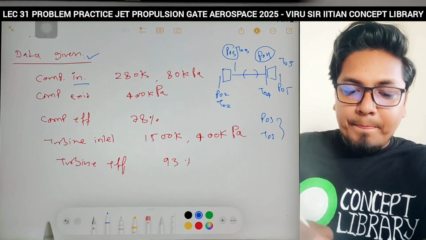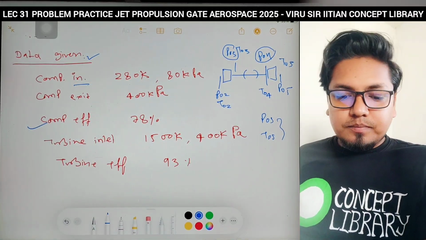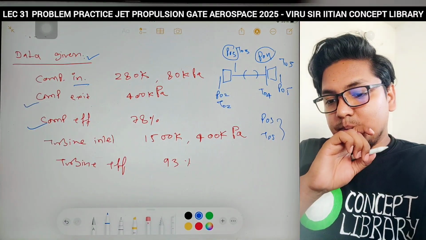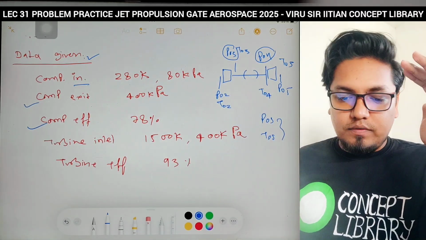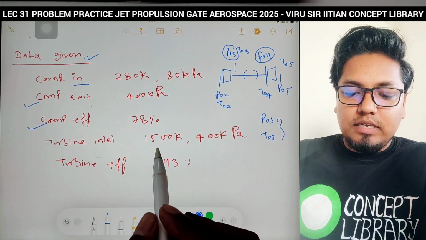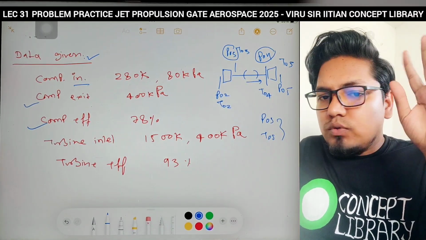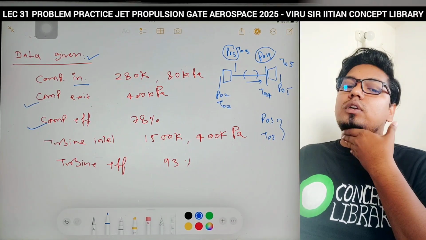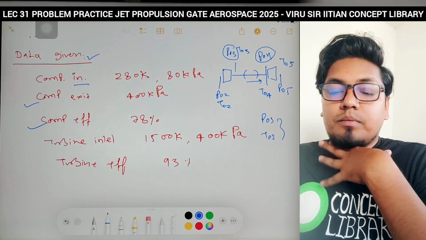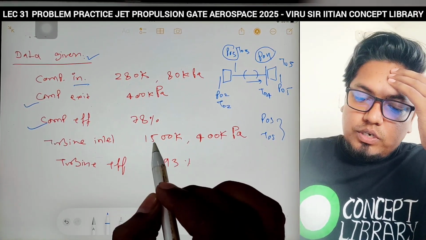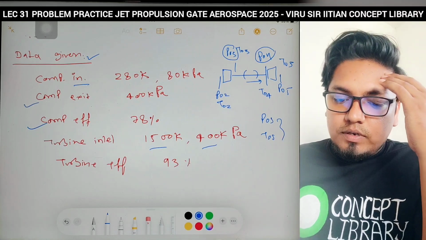Let's go ahead. Compressor efficiency is also given. Compressor exit temperature, T03, is also given. Turbine inlet data is given; turbine inlet means immediately after combustion. So you don't have to go for the fuel air ratio formula to calculate T04, because T04 is already given. So T04 is done, and P04 is also given.